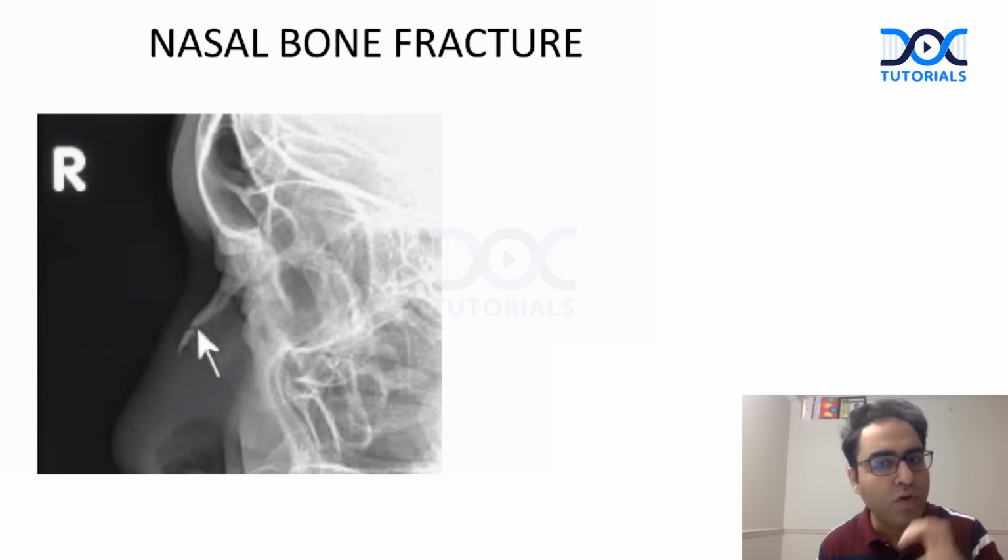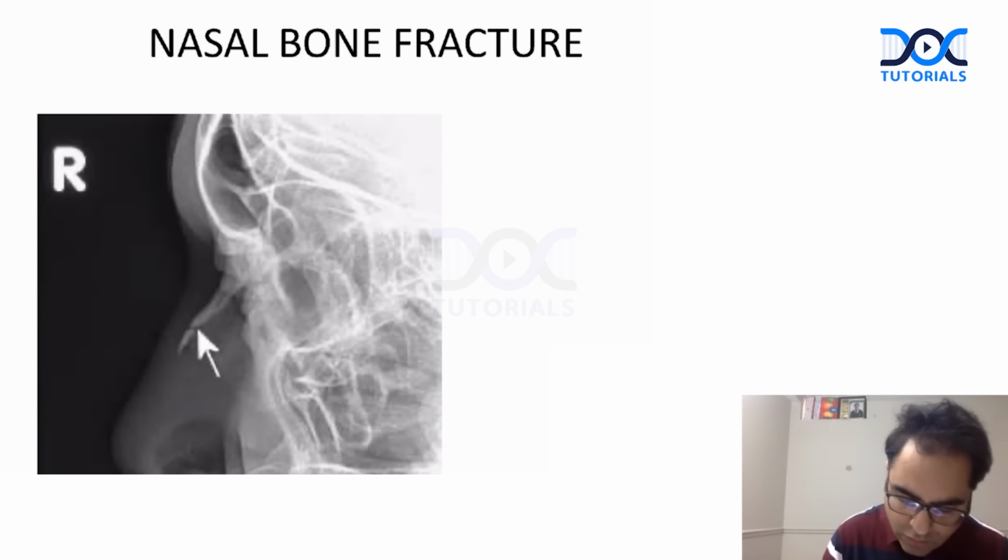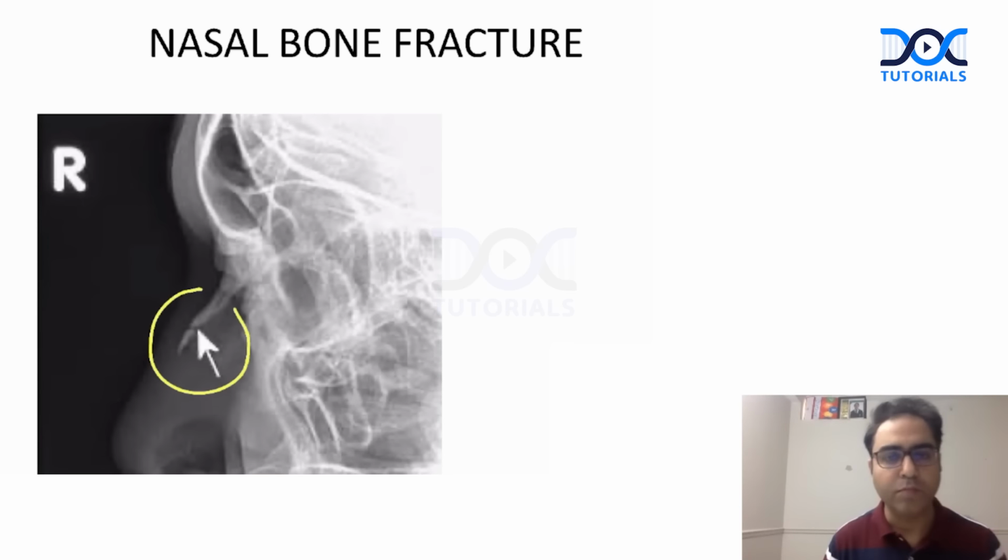Now, nasal trauma is a very commonly asked thing. There will always be a history of trauma followed by some deformity of the nose. You order the X-ray of the nasal bone, lateral view right and lateral view left. And in this, you can see over here also, there is a fracture of the nasal bone in this patient.